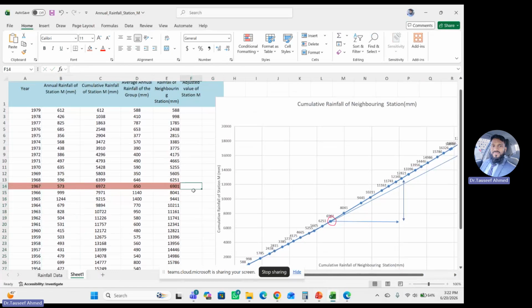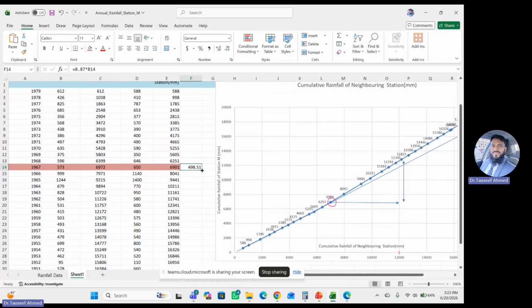We will apply this formula, that is equal to 0.87. Where did we get 0.87 from? You know very well, 0.87 is a factor. Multiply this value of rainfall, 573, and you get the correct value, 498.51. The wrong value is 573. Now the corrected value is 498.